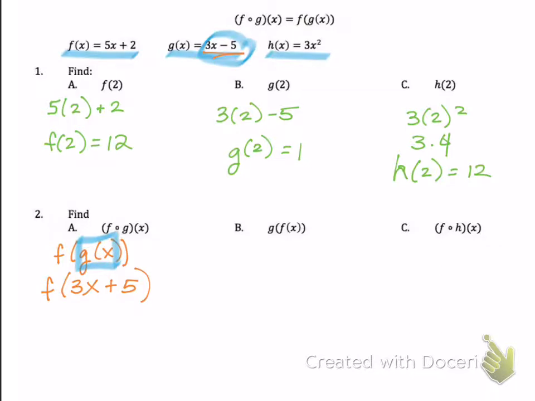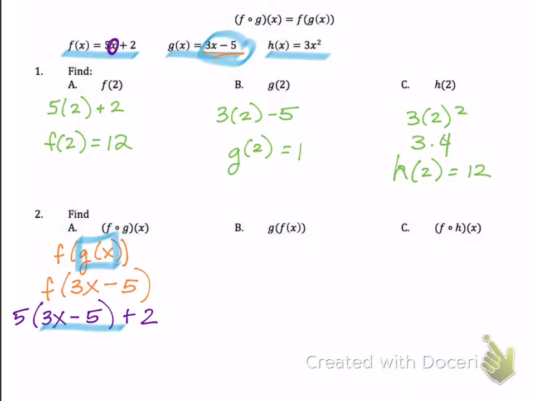Is it minus 5? Oh, it's minus 5. Sorry. So everywhere I see an x, I'm going to replace it with 3x minus 5. So I'm going to rewrite f of x as 5 times... you can just memorize them, it's not really a formula. Okay, so 5 times 3x minus 5 plus 2. All that I did is, going back to my f of x, everywhere I see an x, I'm replacing it with 3x minus 5. That's what I did right here.